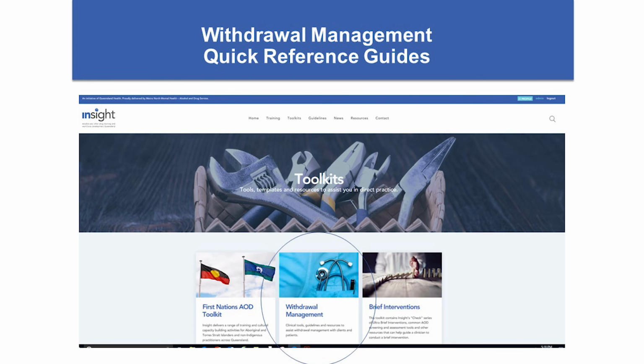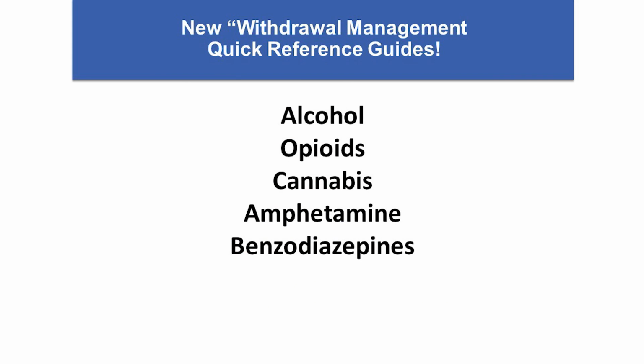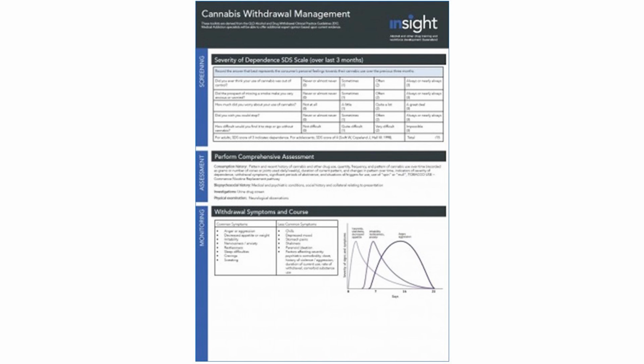Just next to our brief interventions is the withdrawal management toolkit. Here we've summarised all of the guidelines and procedures within the Queensland Alcohol and Drug Clinical Withdrawal Guidelines and packaged them up into handy double-sided single-page reference sheets. They're really handy for educating a new worker, or in hospital settings where a treating team identifies someone on the ward that might be going through withdrawal.